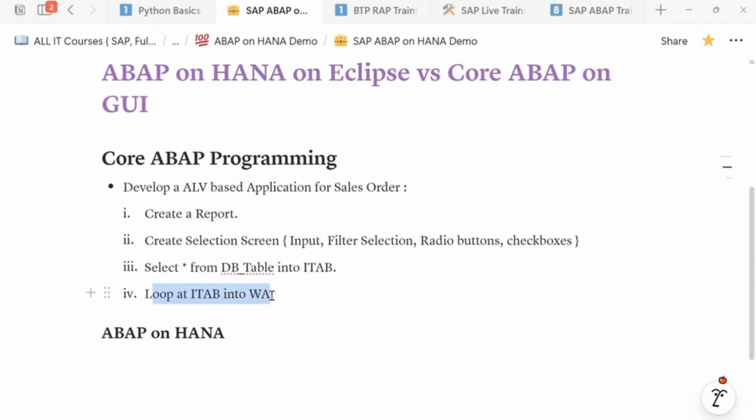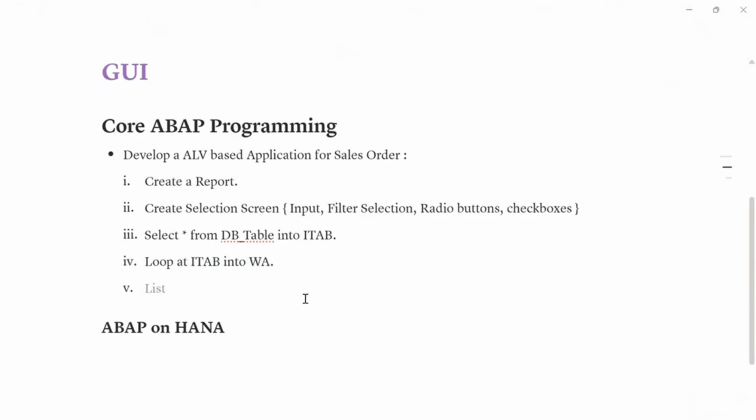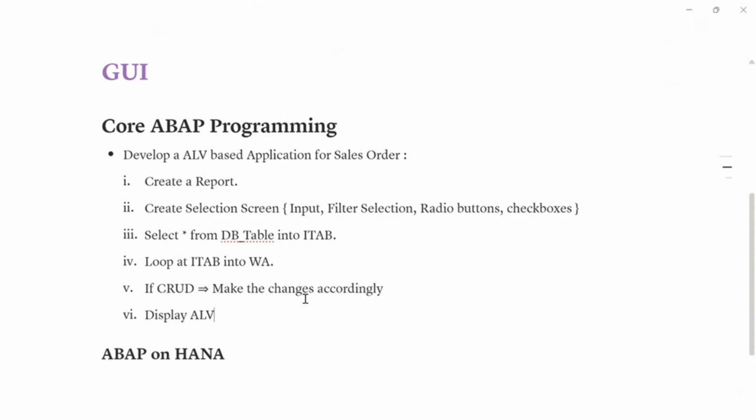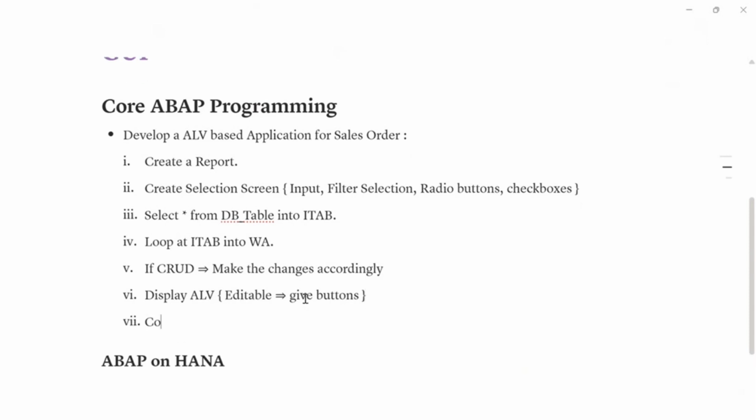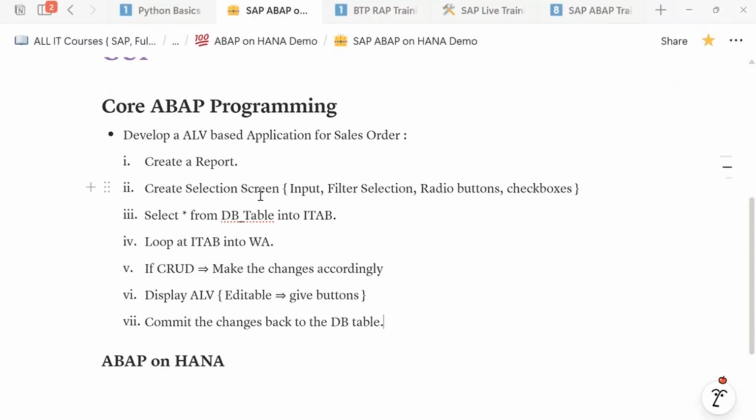So here I'm looping over the internal table and work area. Then if any CRUD is there, we make the changes accordingly, correct? And then we display the ALV report. If required, we make it editable by giving some buttons. And finally, based on the user interaction, commit the changes back to the database table. This is the general process, an end-to-end GUI-based ALV application.